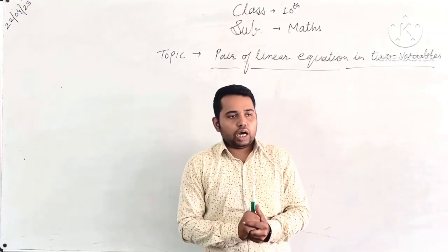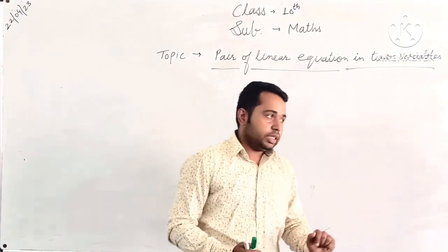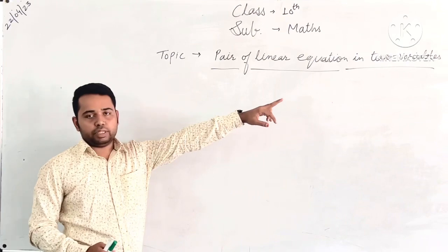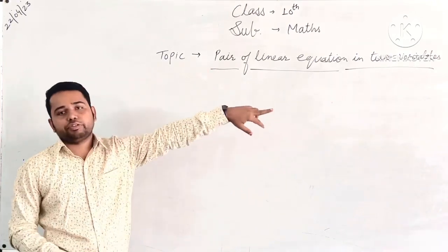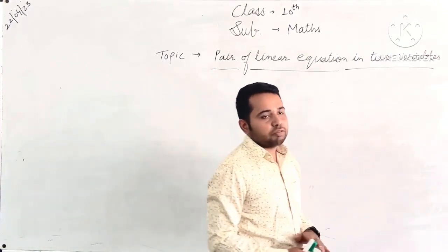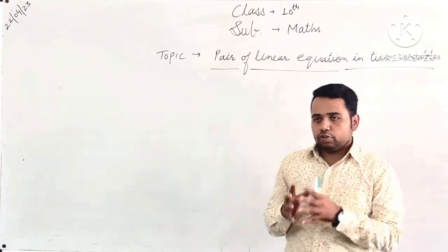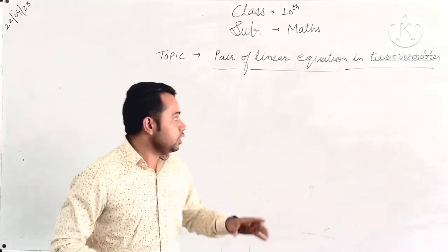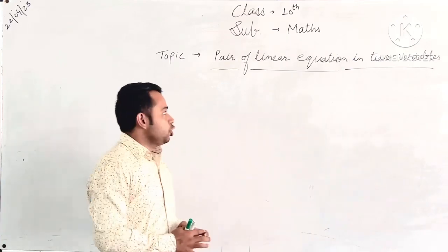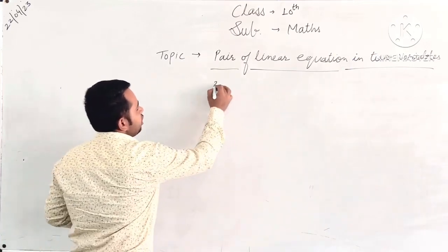Students, our today's topic is linear equation in two variables. And one more thing, pair of linear equations. It means our equations will come in pair, two equations will come. Is that clear? So firstly we will understand the meaning of this topic. Pair means two equations will come.